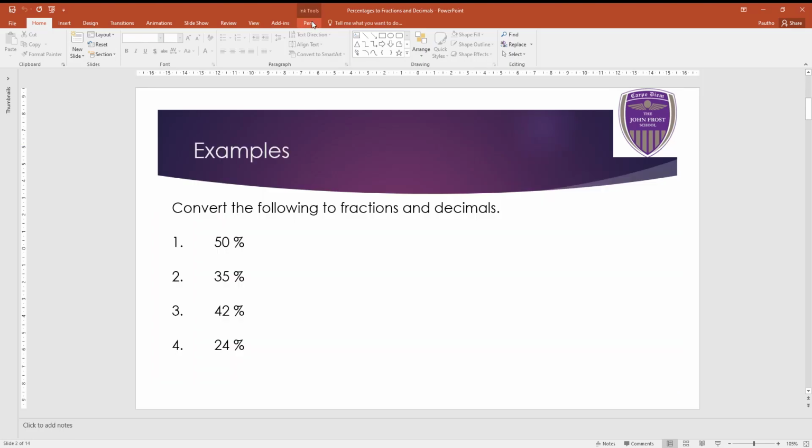Okay, there's 4 examples to have a go at, so perhaps you pause the video here, have a go, and then come back when you're ready.